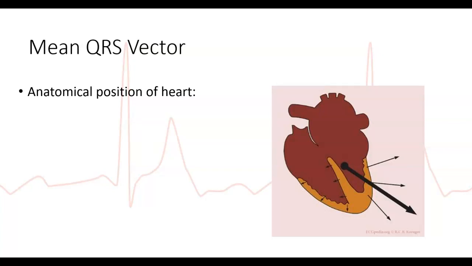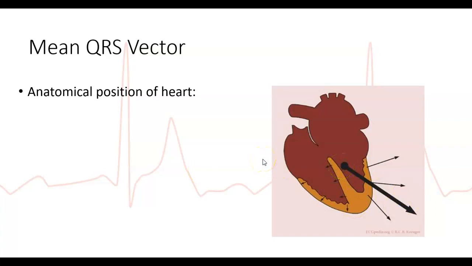If you add up all the small vectors that occur simultaneously during ventricular depolarization, we will come up with one large vector, and that's this vector right here. Okay, that's the mean QRS vector. If we add up all of the small vectors occurring simultaneously while the ventricles are depolarizing, we get this one major vector. This originates at the AV node.